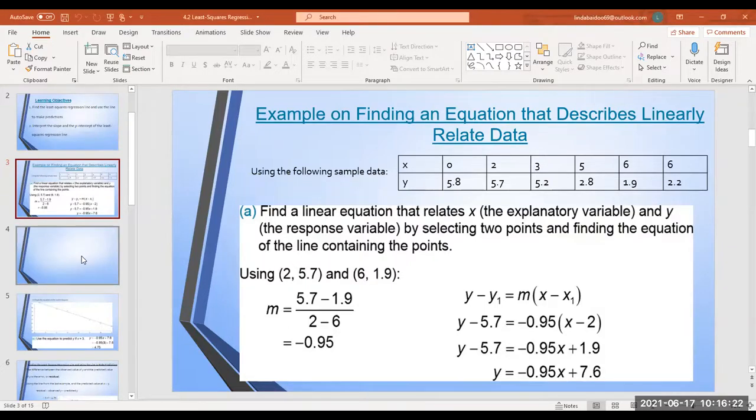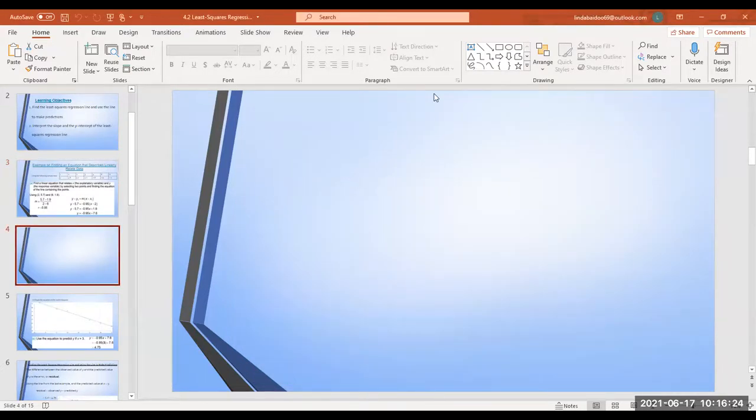So we are going to find the equation of the line, but before we find the equation of the line, the points I'm using are 2 and 5.7 as the first point, and then we have 6 and 1.9. So this was x, always the first value is x, this is y, this is x, this is y. But because they are both x, y, we have to be able to differentiate between them. So this will be my x1, y1, this will be x2, y2.